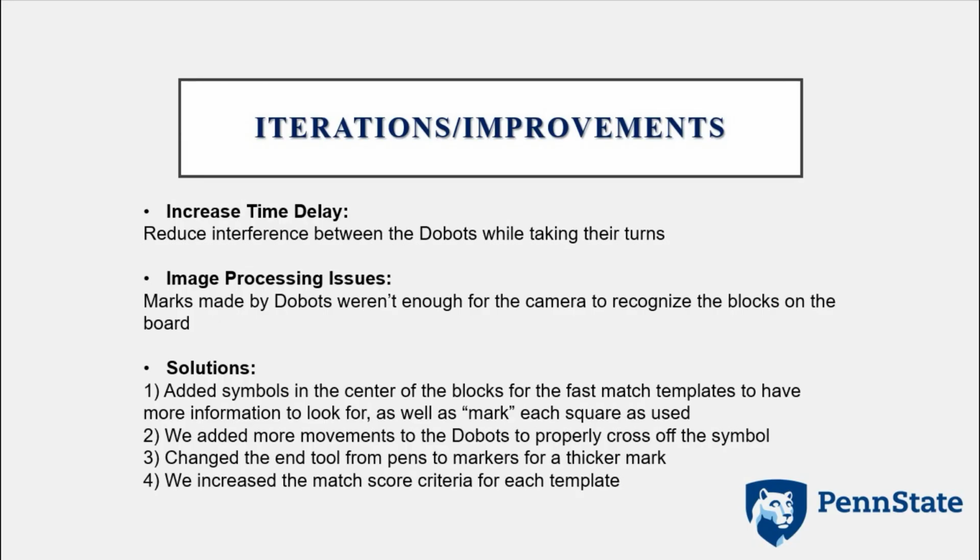To solve this problem, we came up with multiple solutions. We added symbols in the center of the blocks for the fast match templates to have more information to look for. This would allow the marks to ruin the symbols for the fast match to reject each used square. We also added more movements to the Dobots within one square to properly cross off the symbols until they were not recognizable. We also changed out the end tools from pens to markers for a more significant mark. And lastly, we increased the match score criteria for each template. We also fine-tuned the compressibility and threshold.